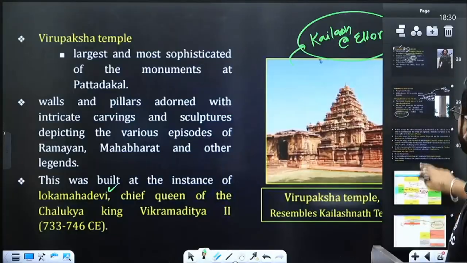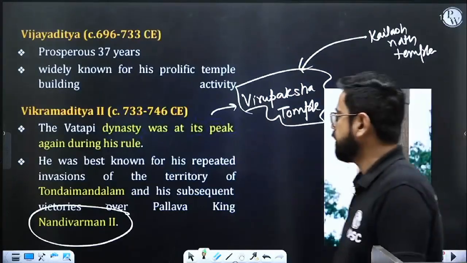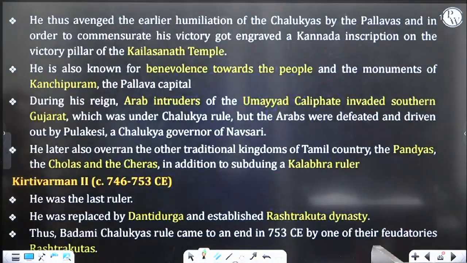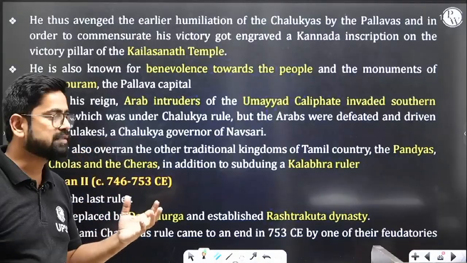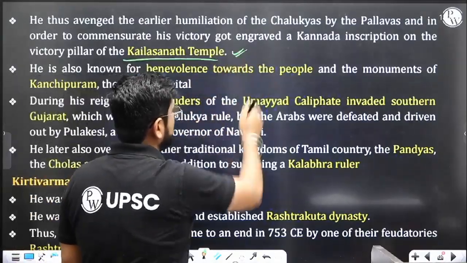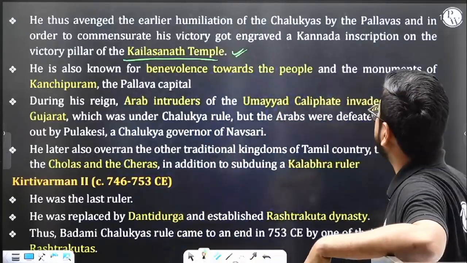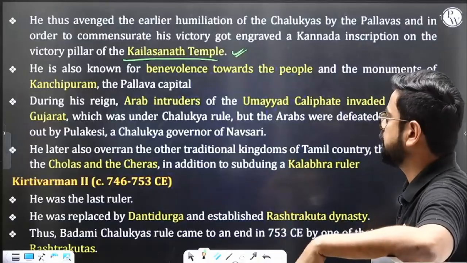Okay, anyway, let's get back. So we were talking about Vikramaditya II. Vikramaditya II defeated Nandivarman, right? And after this victory, he also wrote in the Kailashnath temple. He liked that temple so much that he wrote there that he had defeated the king of the Pallavas. So he has written his victory inscription in the Kailashnath temple.